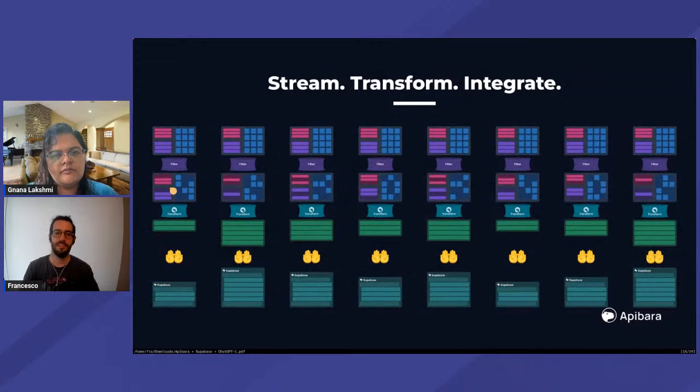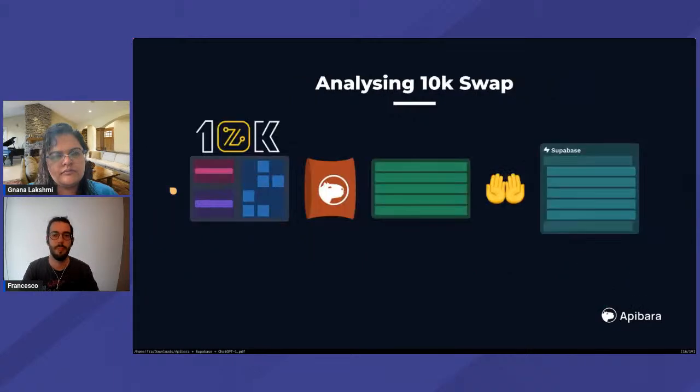And so, again: stream, transform, integrate. The idea is that we keep repeating the process hundreds or thousands of times per second. So every time there's new data being produced in the blockchain, we keep repeating these steps, so the data in our database is always up to date. And that's really all it takes to build an indexer.